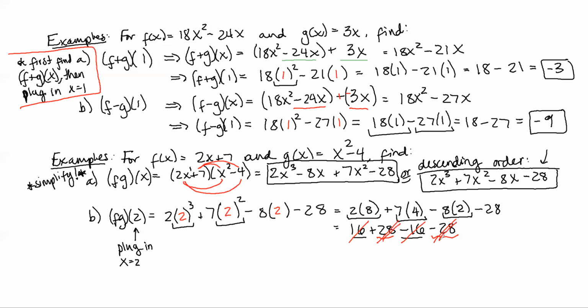So what is our actual answer for this one? Well, if we added all of this up, 16 minus 16 is 0. 28 minus 28 is 0, so we just get 0. That one isn't typical. You don't typically get 0 as a solution, but it's totally possible because we're just doing arithmetic here.